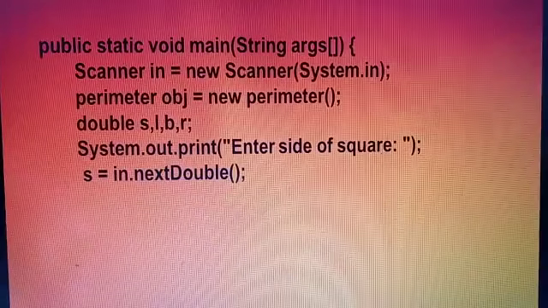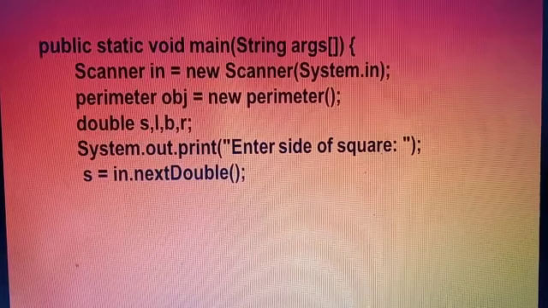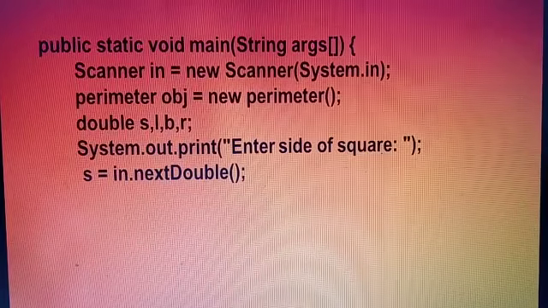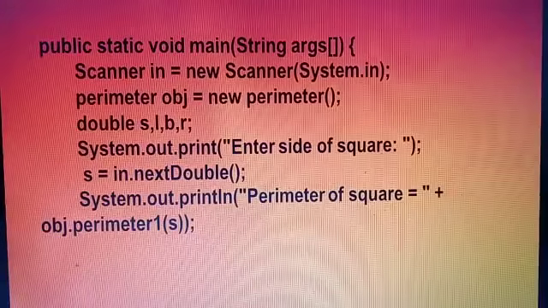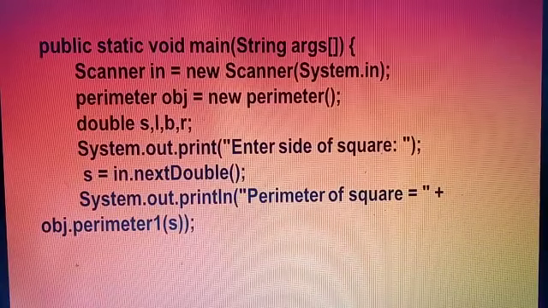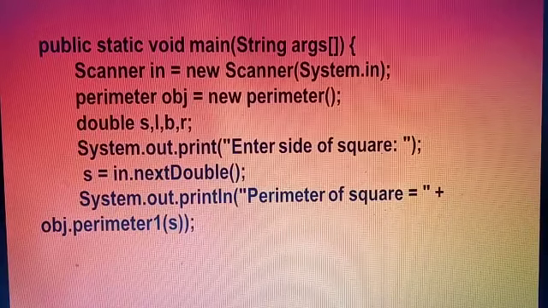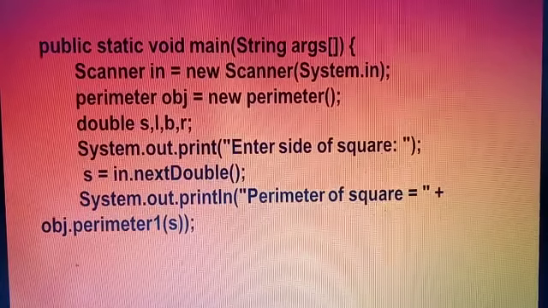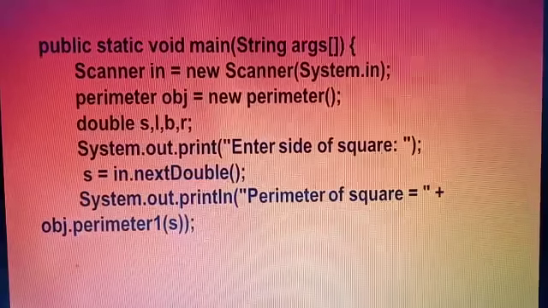Then what do we have to print? System.out.print enter side of a square. Then S equal to in.nextDouble. Then System.out.println perimeter of square equal to, in double quotes, plus obj.perimeter1 and open the bracket S and close the bracket, then terminate with a semicolon. This was the perimeter of a square.